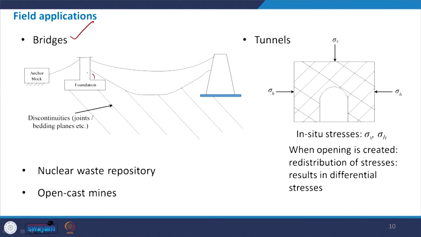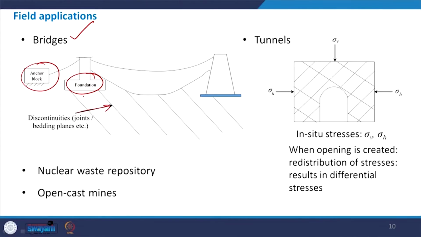Then the next one, bridges. You can see here there is a foundation, an anchor block, and then discontinuities are there which have been shown by this arrow, and unless we know the orientation, what is the type of the rock, etc., I cannot go ahead with the proper design of these foundations or anchor block or abutment for bridges. So in case of bridges, it is equally important for us to know about this subject, that is rock engineering.